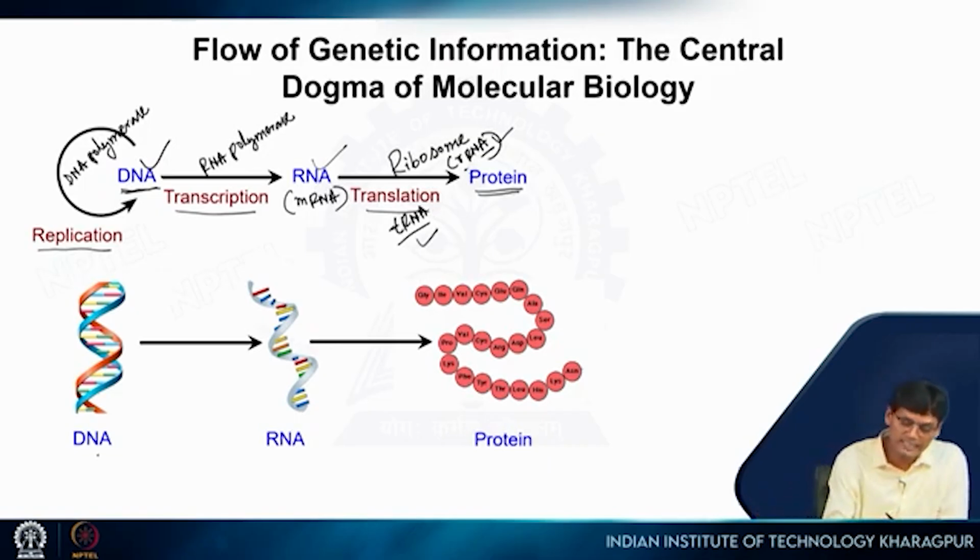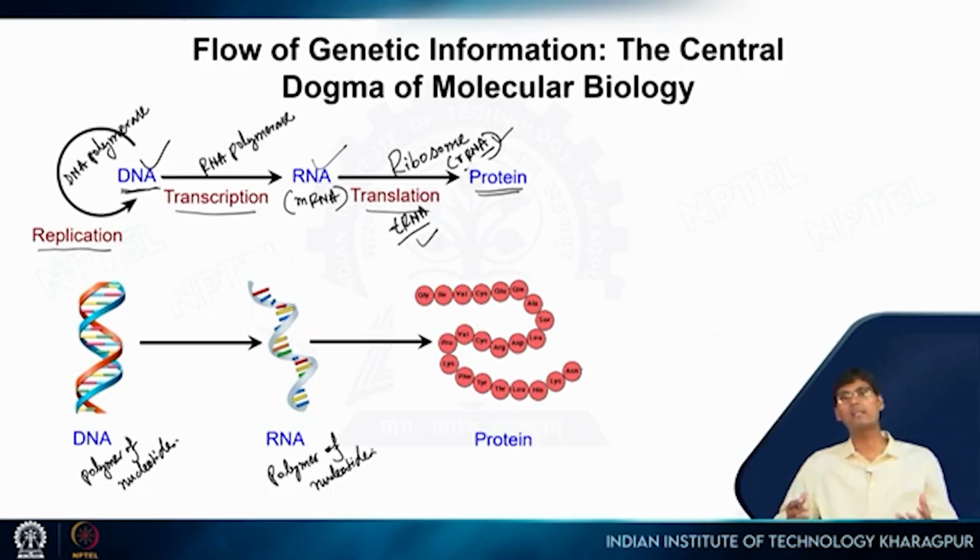So here DNA, this is also a polymer of nucleotides. RNA, this is also a polymer of nucleotides. So basically their language is the same, only we are rewriting the information which is present in DNA in a different form so that it would help to make the protein, right?